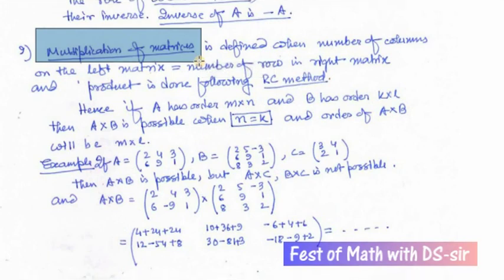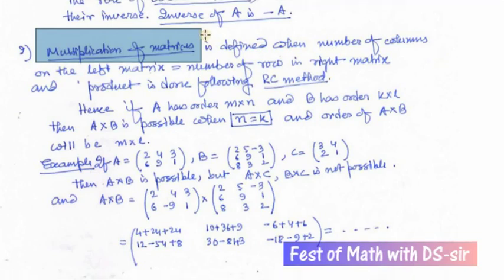Method of multiplication of determinants. In case of determinants, multiplication was possible when they are of the same order, and multiplication was done in 4 different ways, that is row-row, row-column, column-row, and column-column methods. But in case of matrices, the conditions and methods are quite different.